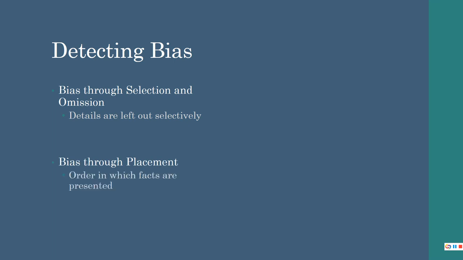Bias through placement. In this form of bias, the writer makes decisions about the order in which facts are presented. We expect the most important parts to come first, and often don't read all the way through an article, so information relegated to the last half or the end may be missed or assumed to be unimportant.